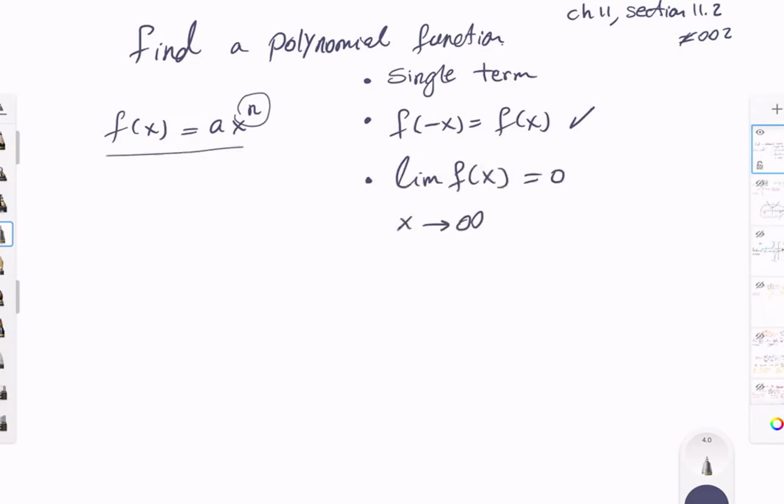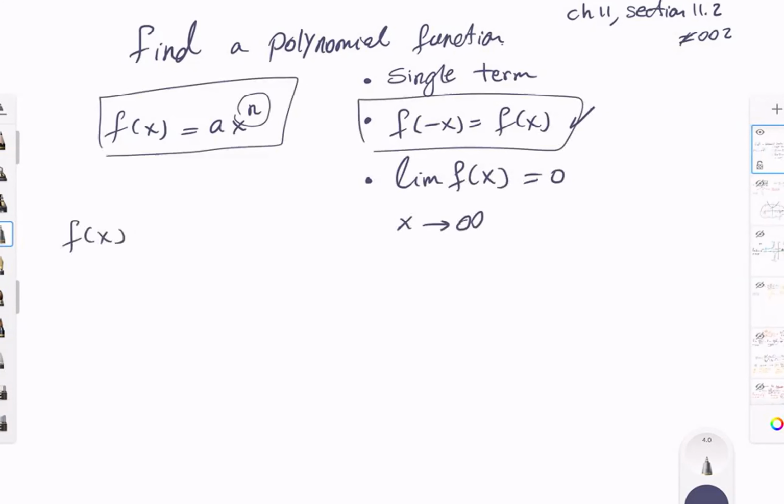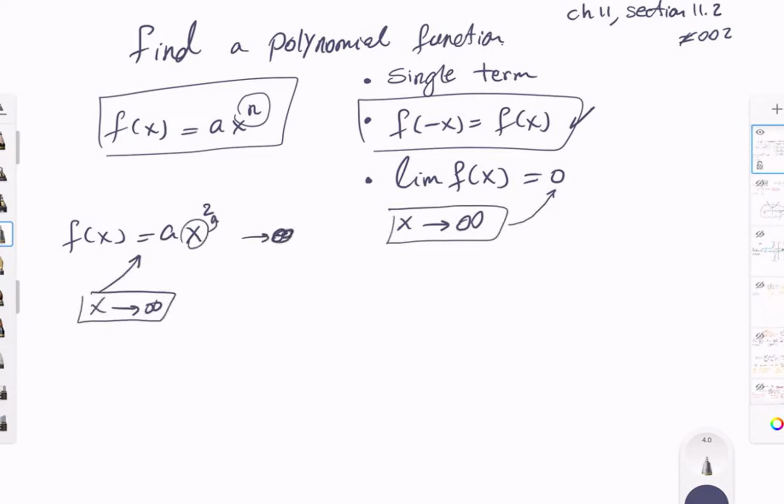So single term, we made it like that. Even function has to be like f of x can be a x squared, for example. That's even, or x to power of 4 or 8. But they're saying when x goes to infinity, the value is 0. But for this example, if x goes to infinity, infinity squared will be infinity. So it will be a huge number. In order x goes to infinity, f of x goes to 0, this should be on the denominator. So f of x should be a over x squared.